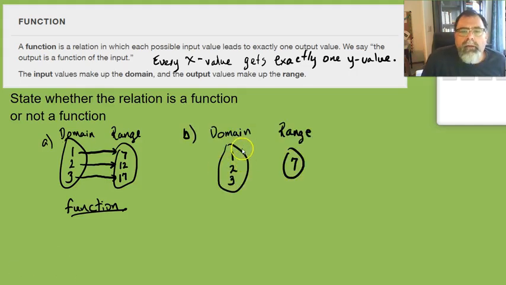Okay, let's look at this one. We've got 1, 2, 3 for the domain and just 7 for the range. And each member of the domain is going to be assigned 7. So hit pause for a second and think about your answer. Does this relation represent a function? Okay, and the answer is yes, because each member of the domain is assigned exactly one member of the range. It doesn't matter that they're all the same. Each member of the domain is getting exactly one member of the range. So that one's a function as well.